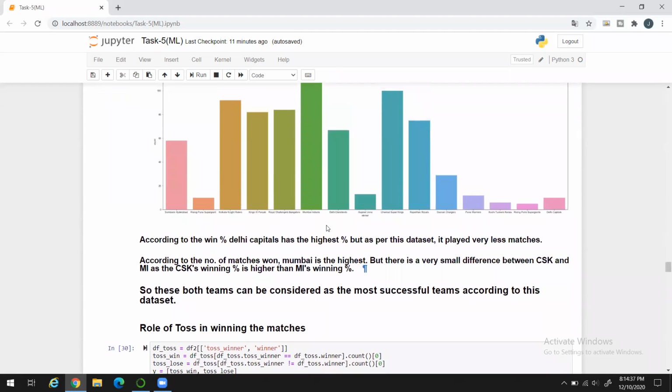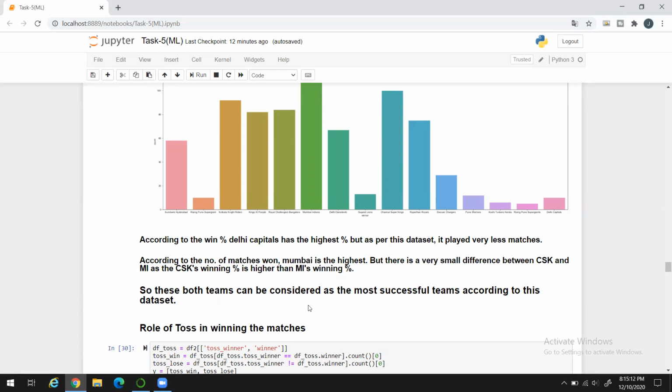As conclusions we can draw from the above observations: according to the win percentage, Delhi Capitals has the highest, but as per this data set, it played very few matches. According to the number of matches won, Mumbai is the highest. But there is a very small difference between CSK and MI, as CSK's winning percentage is higher than MI's. So it's a real contrast: in winning percentage CSK is higher than Mumbai, and in matches won Mumbai is higher than CSK.